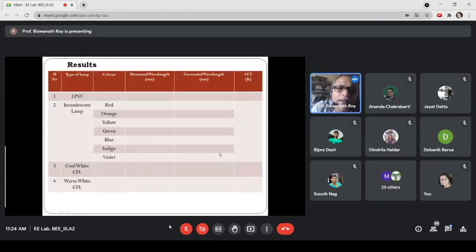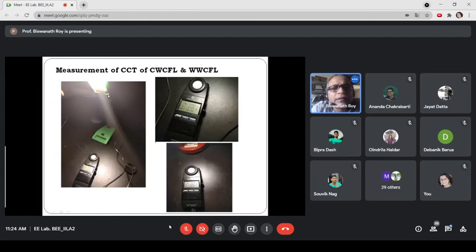On the other hand, when we measure the CCT of CFL lamps, we place the chromometer here. Under cool white CFL, the value reads as 5000 something Kelvin. Whereas in case of warm white, it is 2000 something. It is more than 2000.